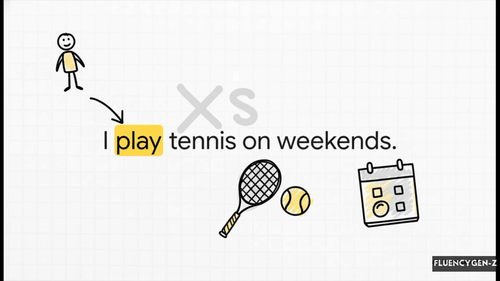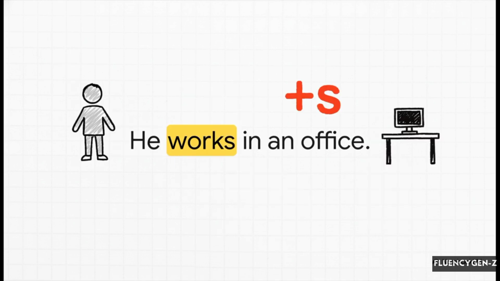Okay, here's a simple, straightforward one. I play tennis on weekends. The subject is I, so the verb play just stays as it is, no S needed. It's that simple. Now look closely at this one. He works in an office. Boom, there it is. See that little S on the end? That's because the subject is he, so our big rule kicks in and work becomes works.